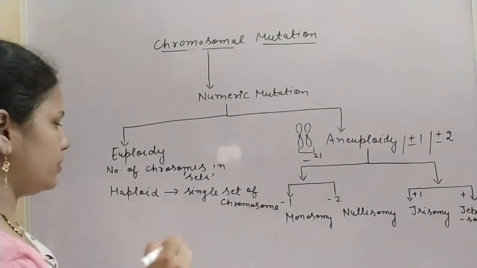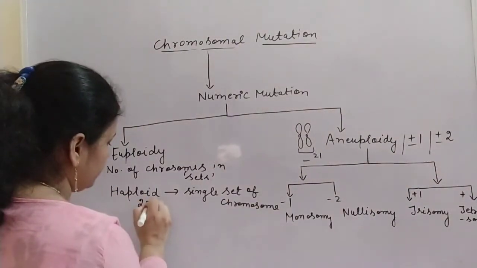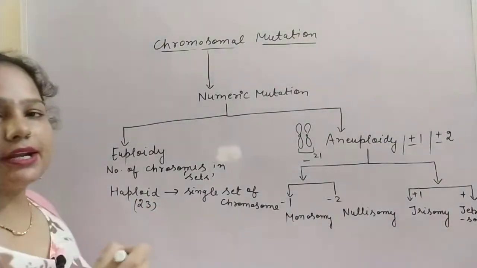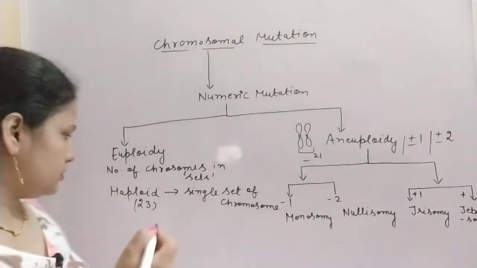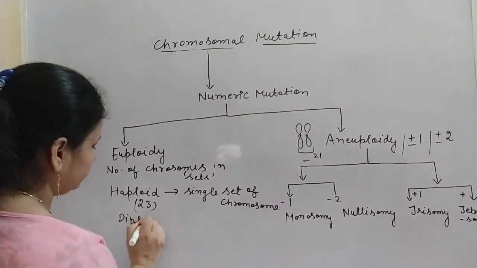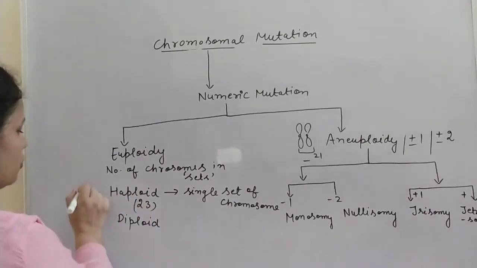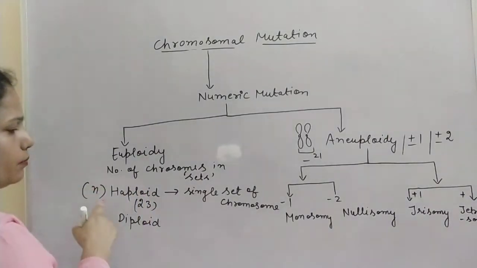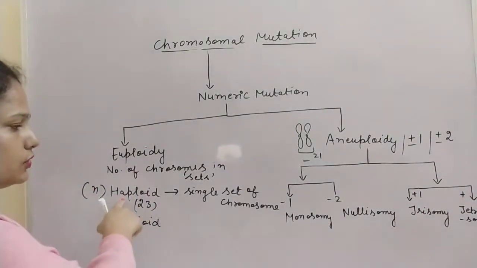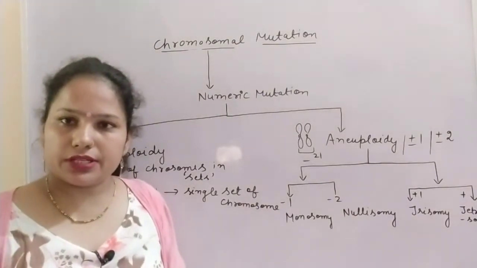Suppose in case of human being, haploid number of chromosomes that are 23 and the diploid number that is 46. Then the diploid condition, haploid, it is also known as n number or the haploid. Most of the time it is asked that what is the ploidy of the organism.